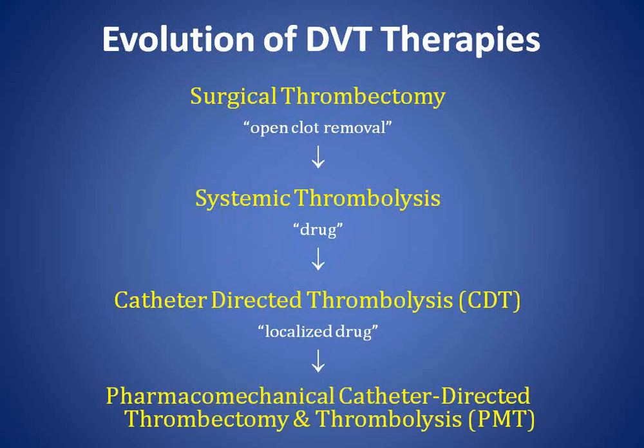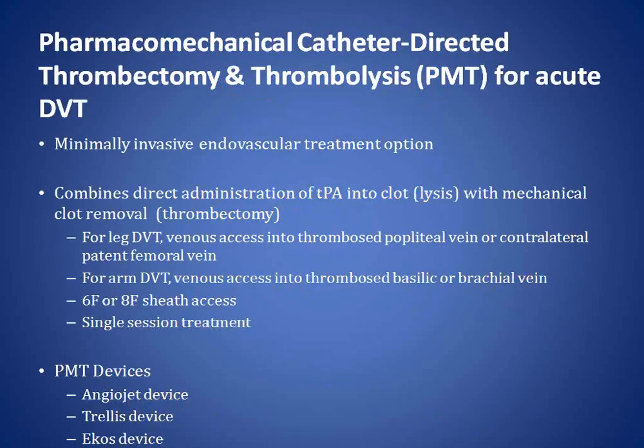We call it PMT. That's a device, there's a few devices on the market, where not only do we give TPA to try to dissolve the clot, but we also try to use a mechanical device to extract the clot. Basically, similar to catheter-directed thrombolysis for a leg DVT, we go into the popliteal vein or maybe the opposite femoral vein. For an arm DVT, we go into the basilic brachial vein, same sheath size. Typically speaking, this is a single session treatment.